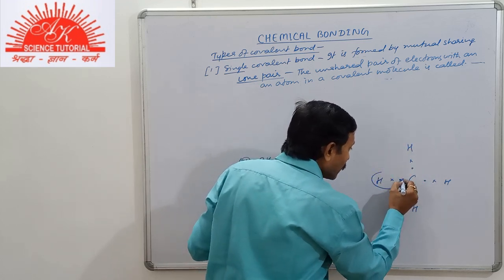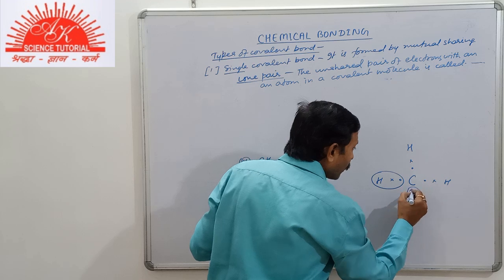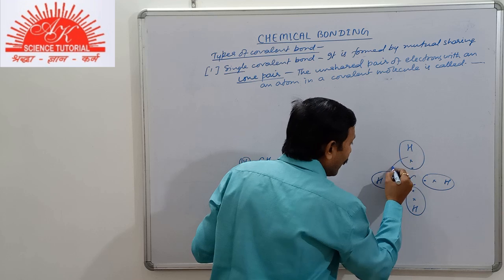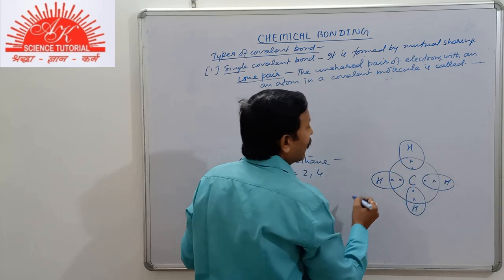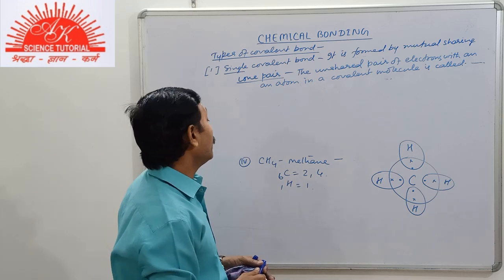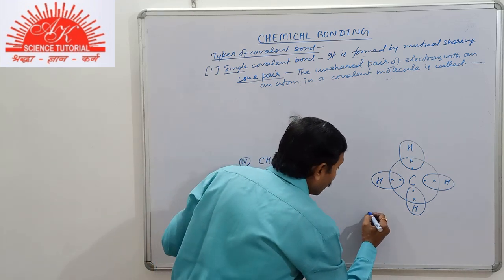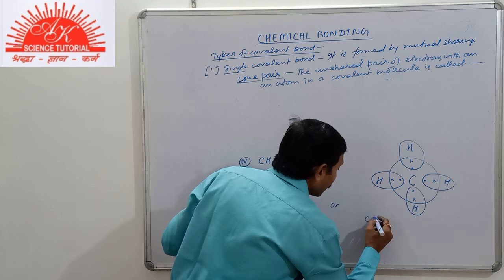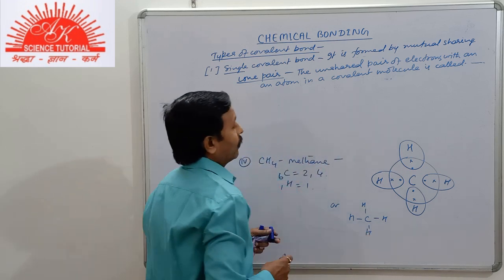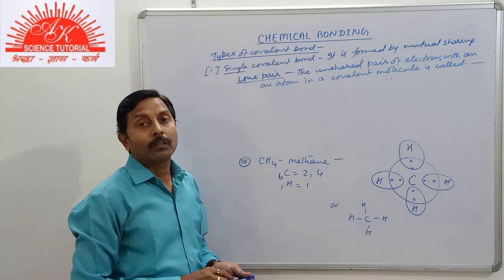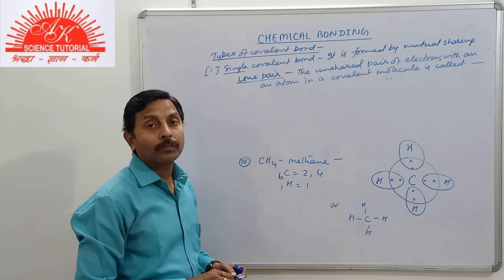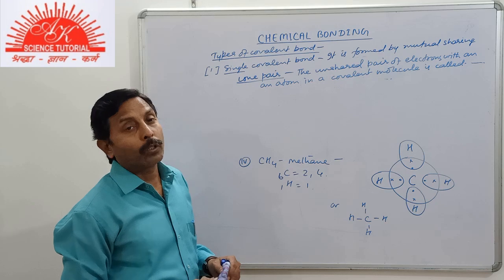In this way you see that all the 4 hydrogen atoms have their complete duplet and the carbon atom has its complete octet. This is called the methane molecule, or you can write its structure like this, the CH4 molecule. Now this was the example for the methane molecule. Take one more example.